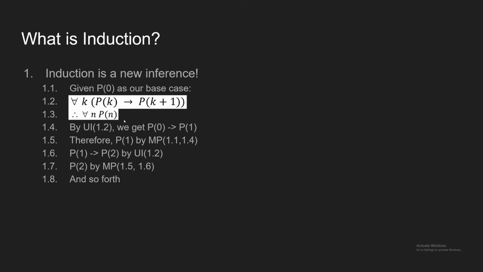is true as well. So using these line numbers above, if we use universal instantiation of line 1.2, we get that P(0) implies P(1). And because we have P(0) from line 1.1, we can use modus ponens of lines 1.1 and 1.4 to get P(1). And then we can repeat that process to get P(2) and so forth.